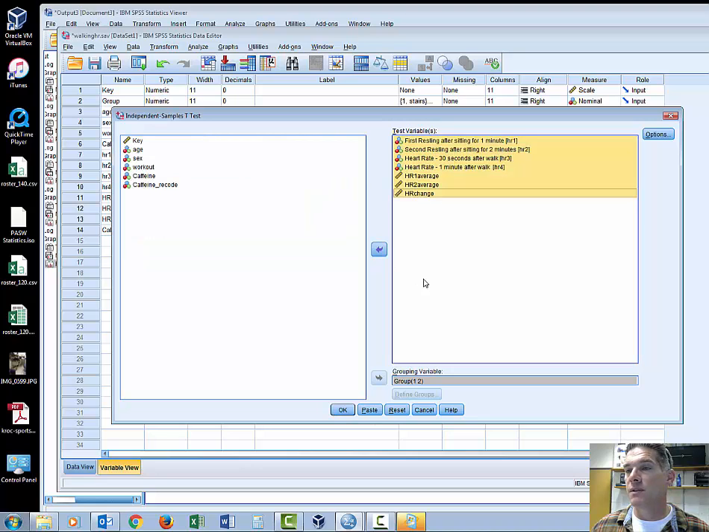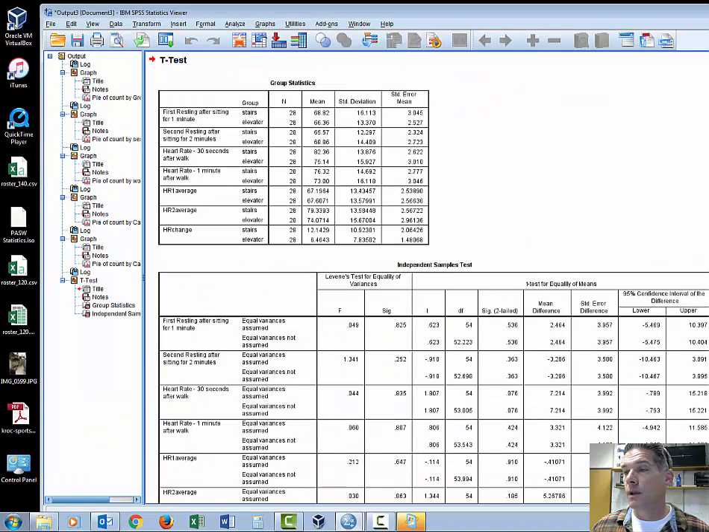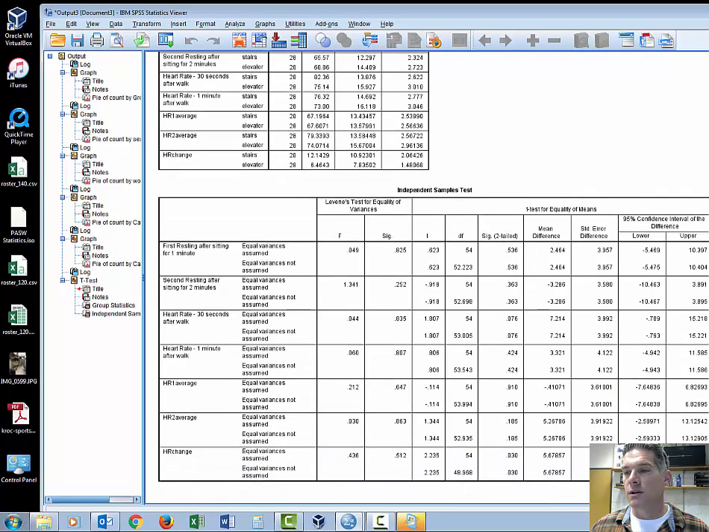And then let's just dump everything else in there, putting all my continuous variables in. Go. Okay, so we scroll down and look, and there is a significant effect of heart rate change. There's no difference in the actual heart rates. It's close for heart rate 30 seconds after walk, but the difference is in heart rate change.